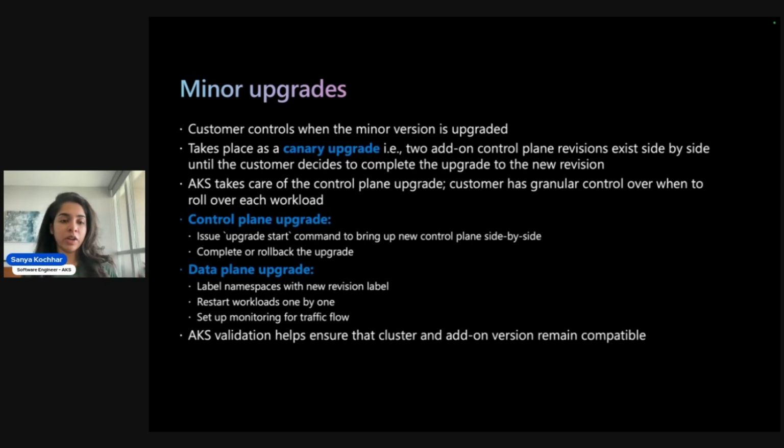So when you initiate the upgrade, we take care of the control plane upgrade, and then you'll have granular control over making each workload part of the new revision and make it talk to the new revision. And I'll go over steps for that and a demo in a second. So when you issue the upgrade start command, the new control plane comes up, and then you can complete or roll back the upgrade to come back to one version. Before that, you would carry out a data plane upgrade where you'd label the namespace with a new revision label and then restart each workload one by one in those namespaces. You might want to set up some kind of monitoring to make sure the traffic flow is exactly what it was before, or that the health is what you expect it to be. And then we make sure that you stay within the framework of AKS compatible versions during this entire process.